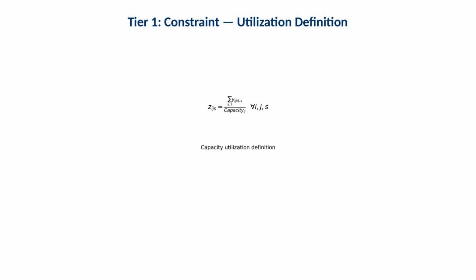This constraint defines utilization as flow divided by capacity. By explicitly computing utilization, the model can penalize designs that operate too close to capacity. This is important because terminals are vulnerable to nonlinear congestion when utilization becomes high, especially under peak arrivals.